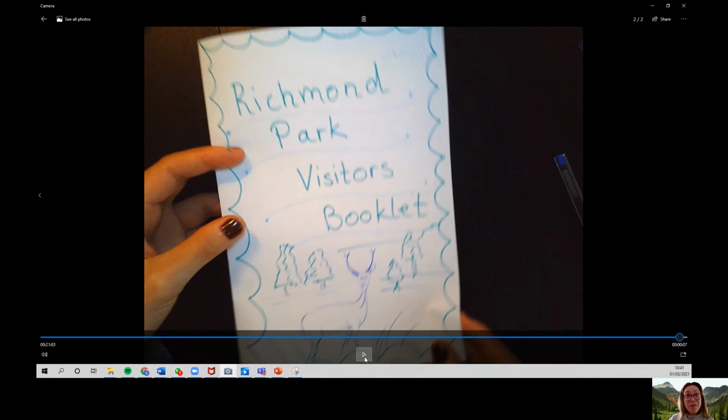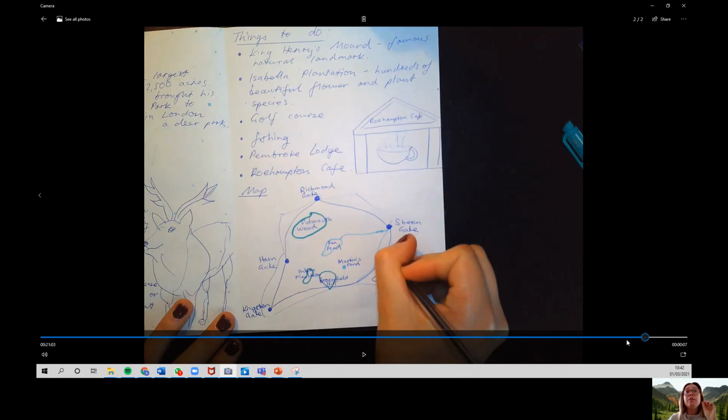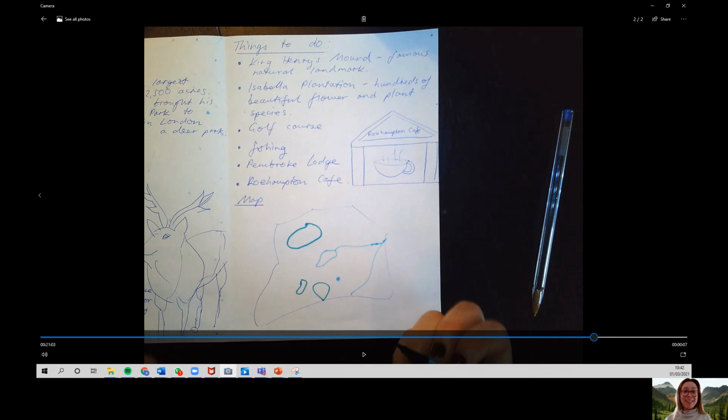I'm really looking forward to seeing your visitors booklets, and make sure that all of the information you include comes from the website. I'm really looking forward to seeing this, Year 6.